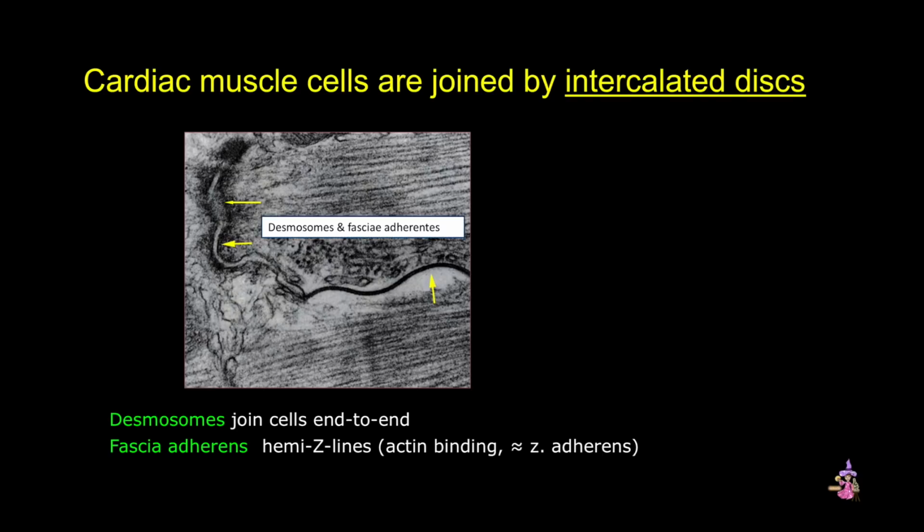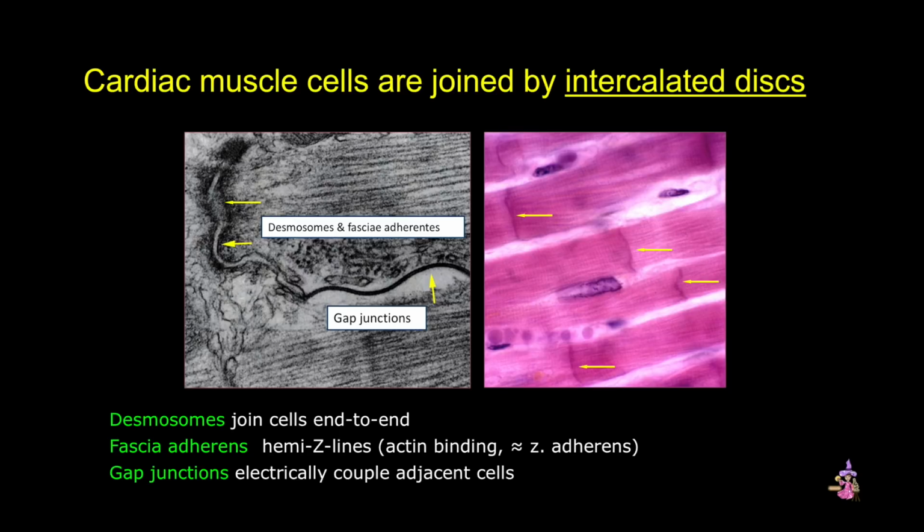Intercalated discs have three major components. In this transmission electron micrograph image, you can see the desmosomes and fascia adherens junctions. So this is the Velcro again that holds these junctions together. You can also see the gap junctions that electrically couple the cells. In this longitudinal H&E section viewed under the light microscope, you can see these intercalated discs appear as dark lines joining the cardiac muscle fibers.